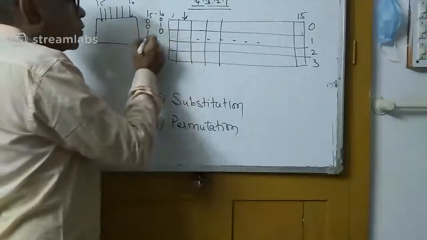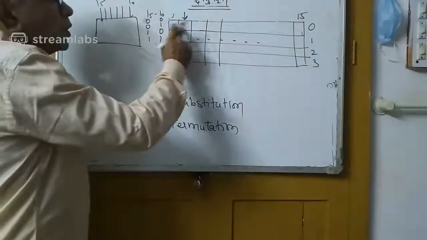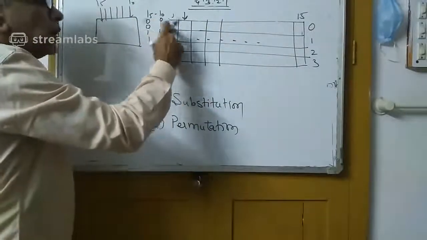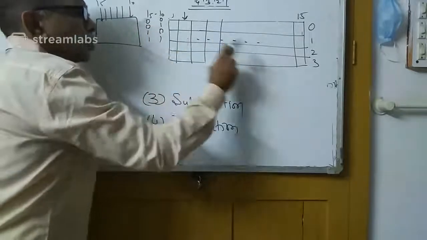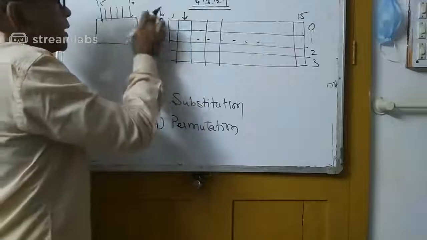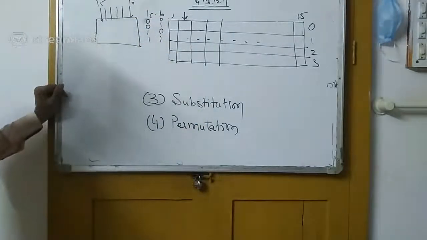10 is the third row, 11 is the fourth row. Okay, 00 is the first row, 01 is the second row, 10 is the third row, 11 is the fourth row. So these remaining 2 bits act as the indices to a row.